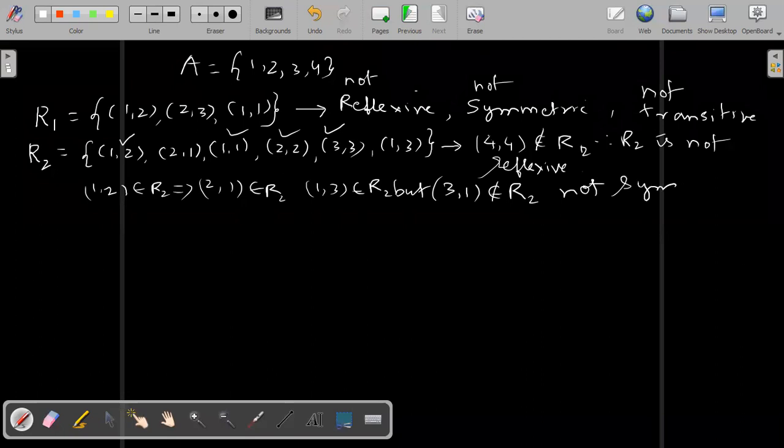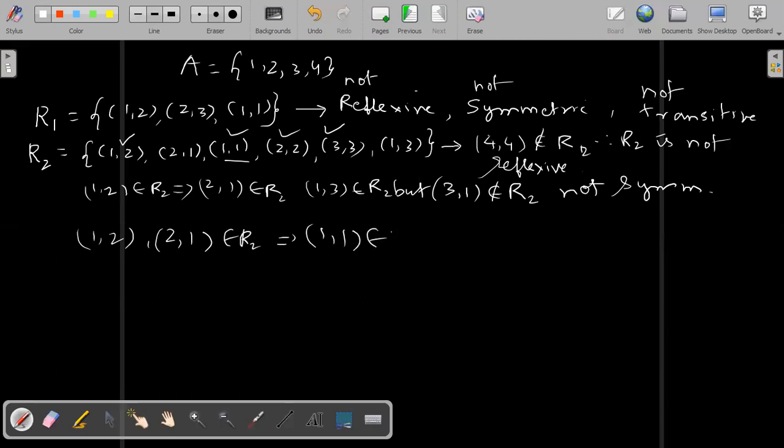Okay, are you understanding? And for transitivity, what we will check? First, we will check this 1, 2. 1, 2 is there, 2, 2 is there. If 2, 2 is not there, we will leave this one. 1, 2 and 2, 1 belong to R2, and this implies that 1, 1 should belong to R2. Okay, 1, 1 also belongs to R2. Okay, transitive.